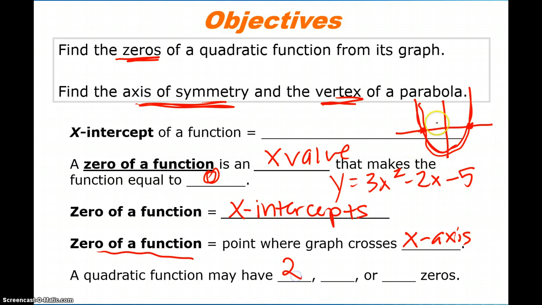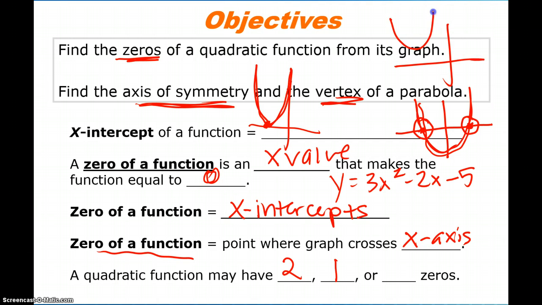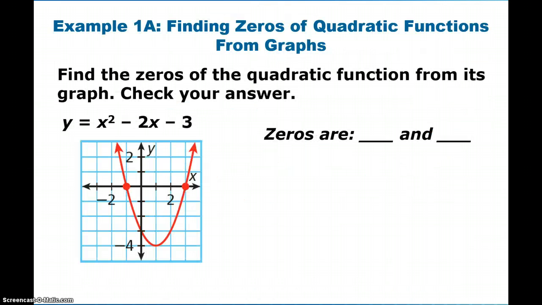You could have 2, which would be this picture right here. That'd be a 0, that would be a 0. You could have 1, which would be this picture right here. It would look like that. Or you could have none, which would be this picture right here if it was just floating right there, because it doesn't cross at all. And when you find the zeros, you're always going to write them as an ordered pair. So right here, if we look at this, my 0 is over 3 up 0, and right here, back 1 up 0.